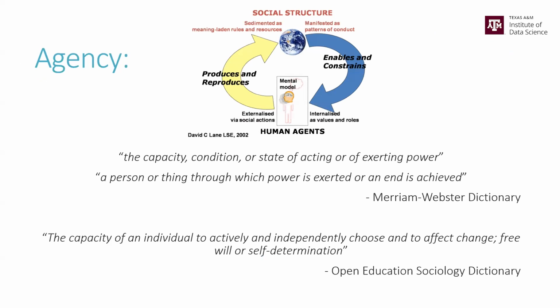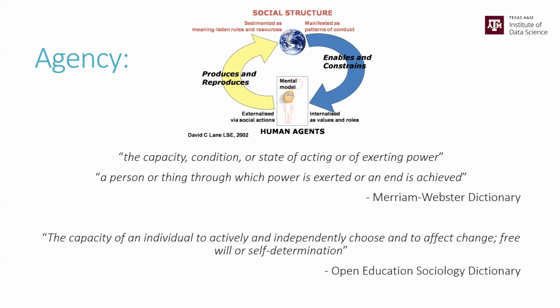As I mentioned before, the agency of the Iberian shipwrights is one of the goals of my current research. But what exactly is agency? According to the Merriam-Webster dictionary, agency is the capacity, condition, or state of acting or of exerting power. Another definition provided by the same source is a person or a thing through which power is exerted or an end is achieved.